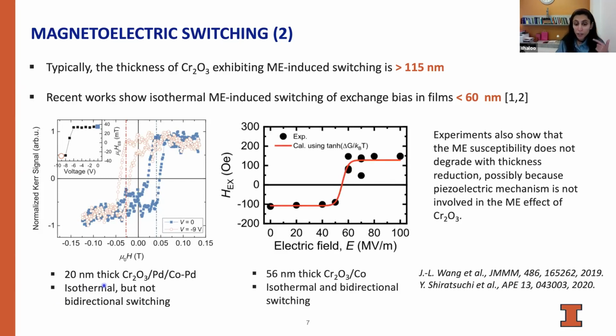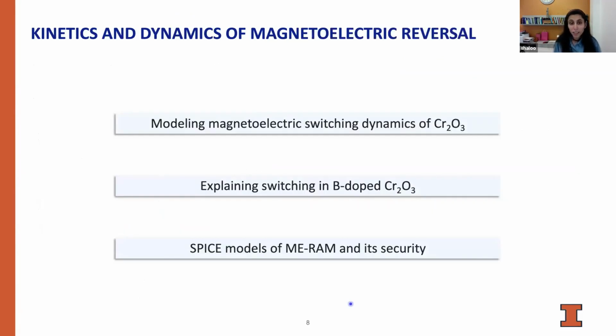And then in 2020, the same Tohoku/Osaka group actually demonstrated isothermal and bidirectional switching in 56 nanometer thick chromium oxide cobalt samples. And it was also concluded in this study that the thickness scaling was not adversely affecting magnetoelectric susceptibility in chromia, which is great for us because we want to be working with thin film devices. So that's exciting.